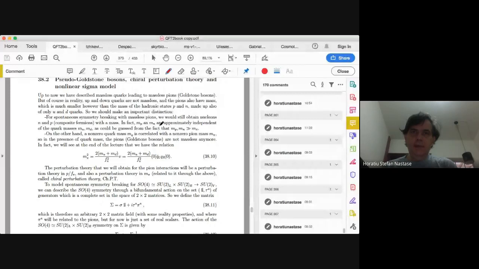So as I said, until now I described massless quarks leading to massless pions from the Goldstone theorem. But in reality, they're not massless. They have a mass, which is much smaller than the mass of the hadronic states, proton and neutron, which are made of up and down quarks only, UUD or UDD.